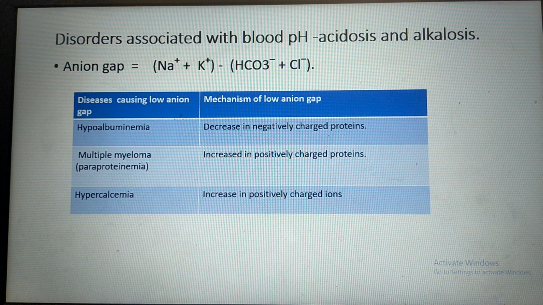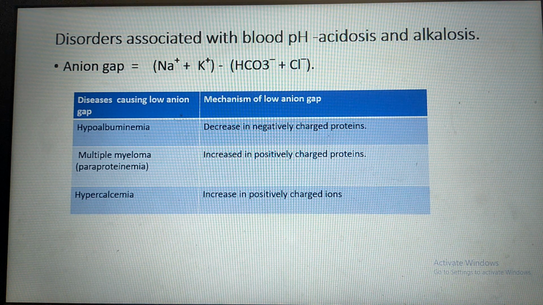Now multiple myeloma. Multiple myeloma is a plasma cell tumor where plasma cells synthesize an abnormal protein called paraproteins. Now these proteins have positive charges on them. So in multiple myeloma, there is increased production of paraproteins which have positive charges. That means in the extracellular fluid, positive charges increase. To maintain the electrical neutrality, the body will decrease the concentration of sodium and potassium through their excretion. So what will happen here? The measured cation decreases and the gap becomes narrow.